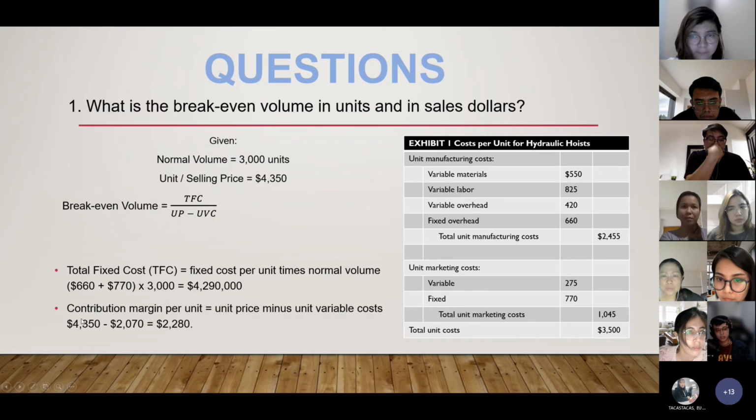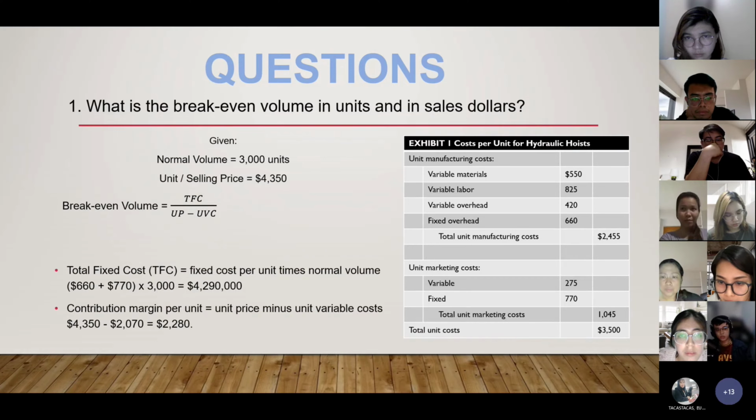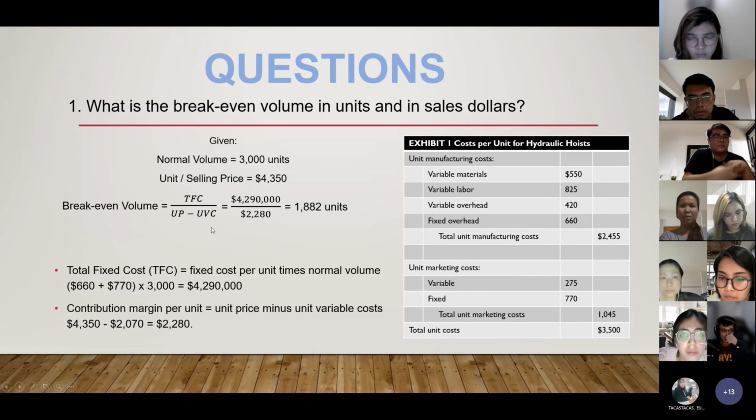So next na kukunin natin is yung contribution margin per unit, which is equal to unit price minus unit variable cost. So ito siya, 4,350 minus $2,070 is equal to $2,280. So when we compute it, we're gonna get 1,882 units. That's gonna be our break-even volume in units.